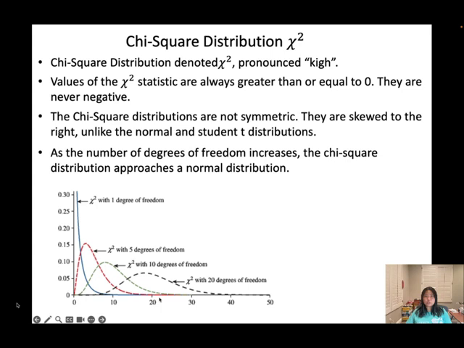As the number of degrees of freedom increases, it's the same idea as the student T distribution. The chi-square distribution has degrees of freedom n minus 1. When you increase the sample size, you increase the degrees of freedom. Then the chi-square distribution approaches a normal distribution. You're going to see this one. It looks like the normal distribution when you increase the sample size.